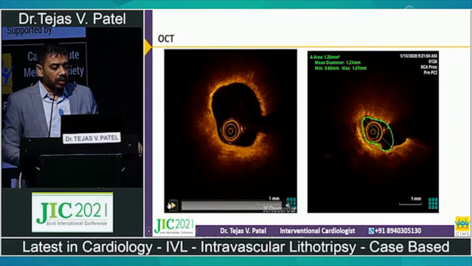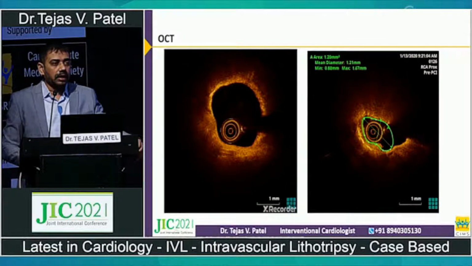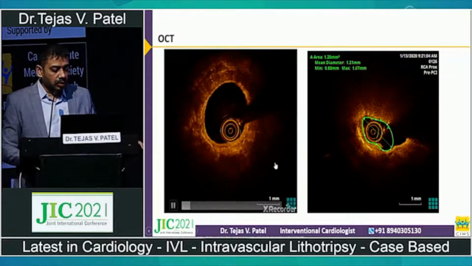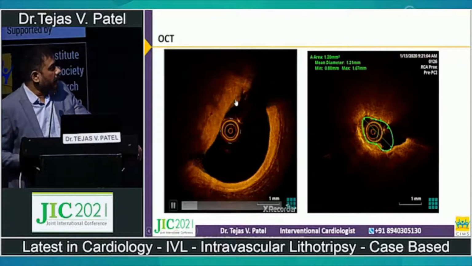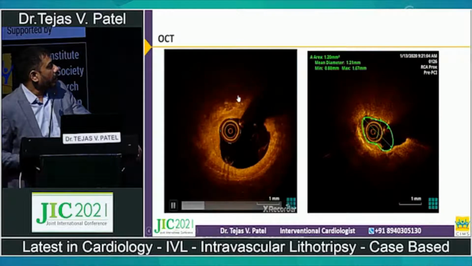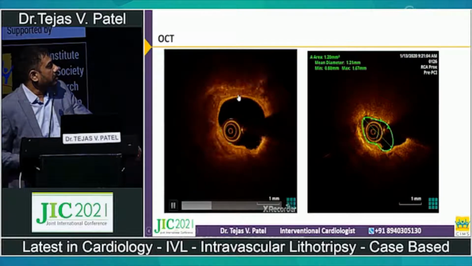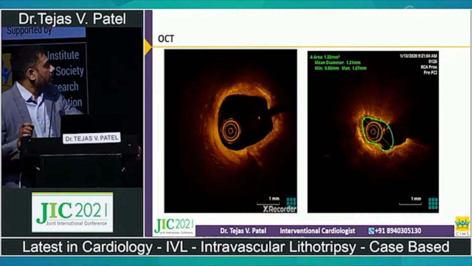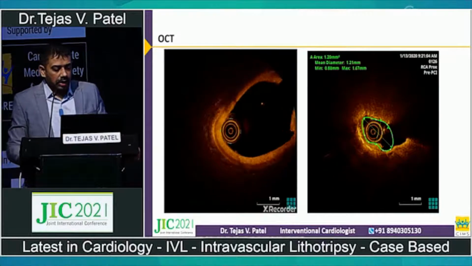We started with the OCT. You all know that optical coherence tomography is one of the latest modalities to know the plaque morphology better, and accordingly we can treat the patients, and before stenting we can modulate the plaque. So this is the OCT run, and you can see there is a huge chunk of calcium, almost ring calcification in a couple of places, along with fibrofatty plaque, and there is also a small thrombus burden at some levels of the right coronary artery.